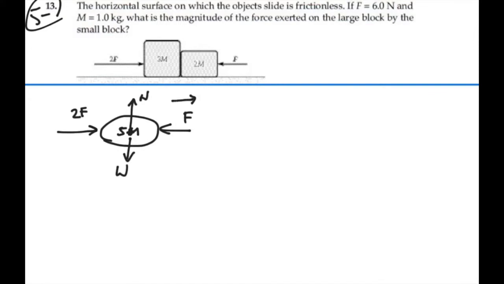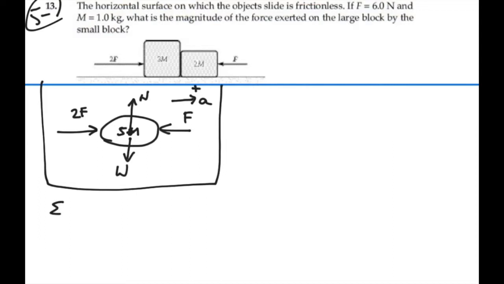Ultimately, we're going to have an acceleration to the right. I'm assuming that the 2F is larger than the F, so hence our acceleration will be to the right, and that'll be our positive direction. Okay, so there's my free body diagram, and if I look at the forces in the x direction, that should equal my total mass times A, and that will equal the net force in the direction of acceleration. So that is going to be 2F minus F.